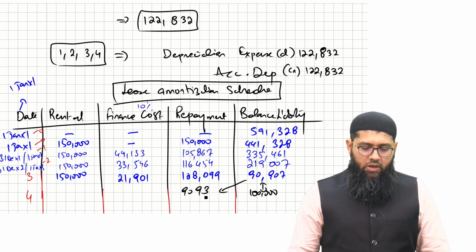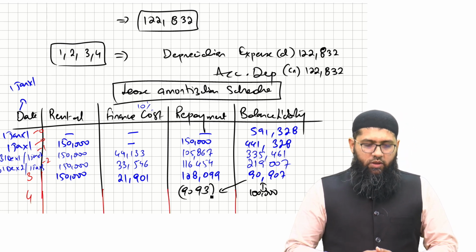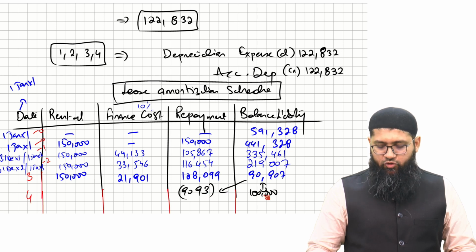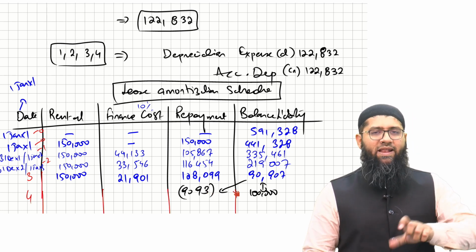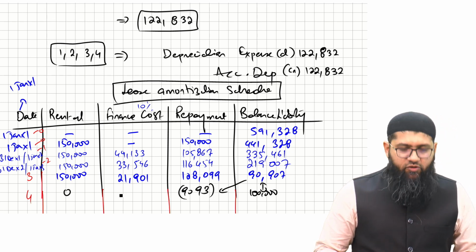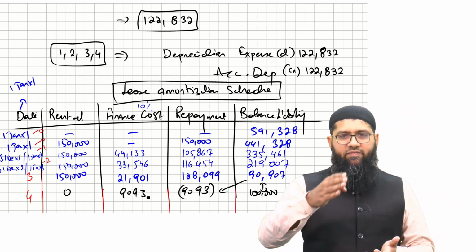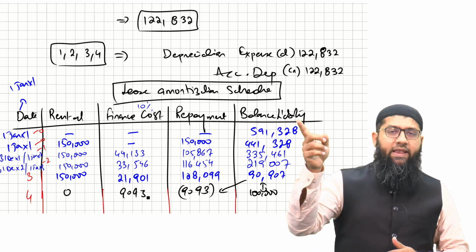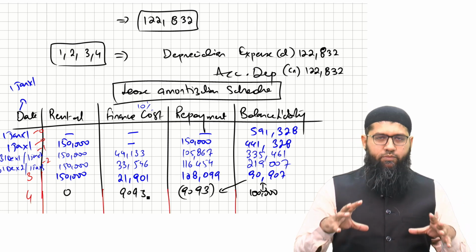Now, I need to tell you something because I'm going to connect it to the double entry also. We use this figure: the opening liability minus the repayment gives you the closing liability. So if it has to be minus, the other number also has to be minus. Minus minus becomes plus. Now, the rental is 0, so the finance cost is going to be 9093. So it's 0 minus 9093, which is minus 9093. And then 90,907 minus minus 9093 gives you 100,000. So that's how things are going to be with respect to the schedule.